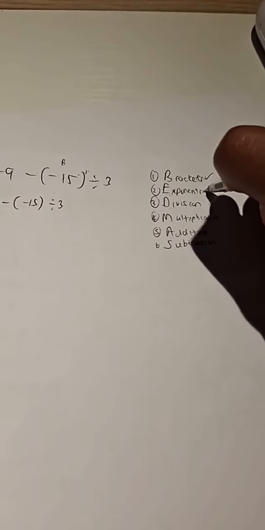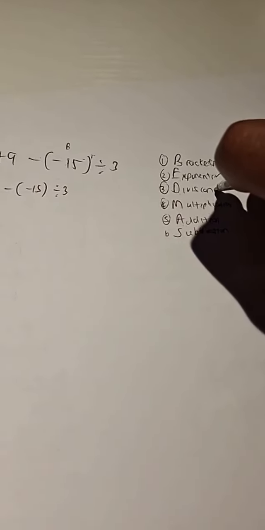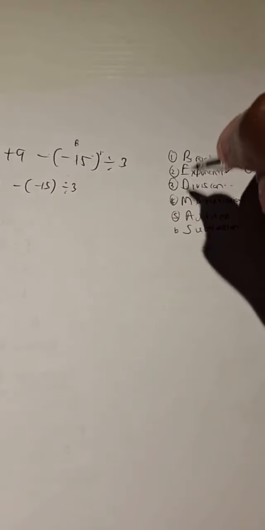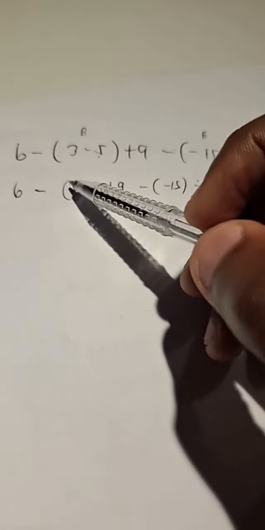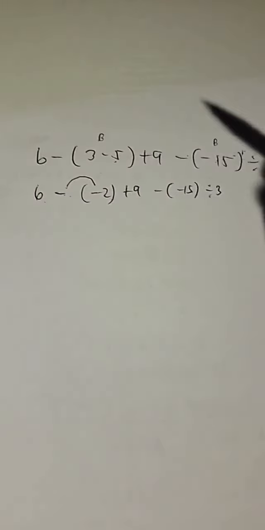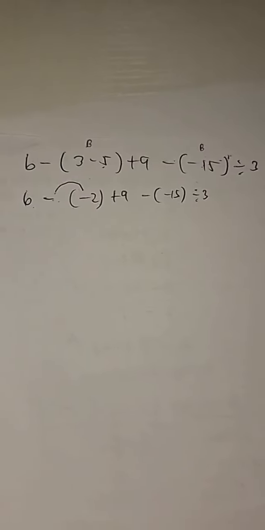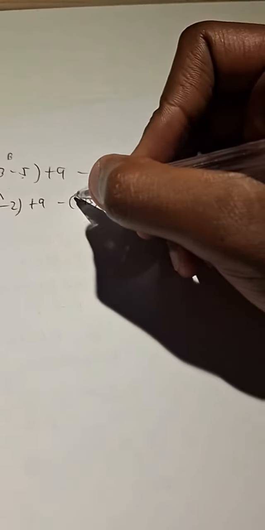We go on to exponents, we don't have any. Division. Now division and multiplication can be taken. We can take care of division and multiplication. So now let's see. This is 6. This is minus. This negative sign is attached to the bracket. So we take the negative sign and we multiply, because brackets mean multiply. Then here as well, negative into negative 15 divided by 3. So we can take care of the division here. Then after dividing negative 15 divided by 3, we can apply this negative sign.